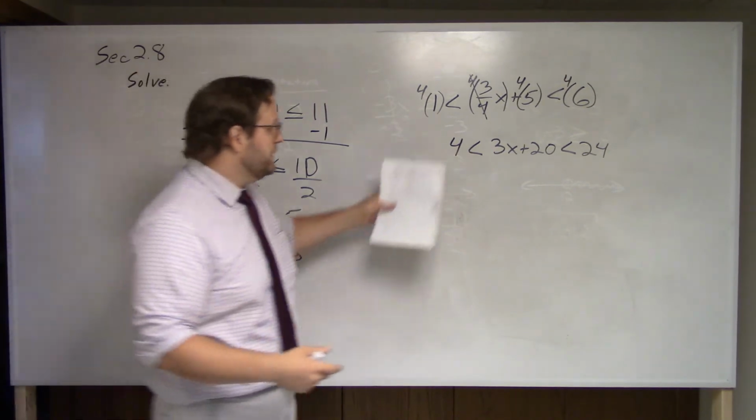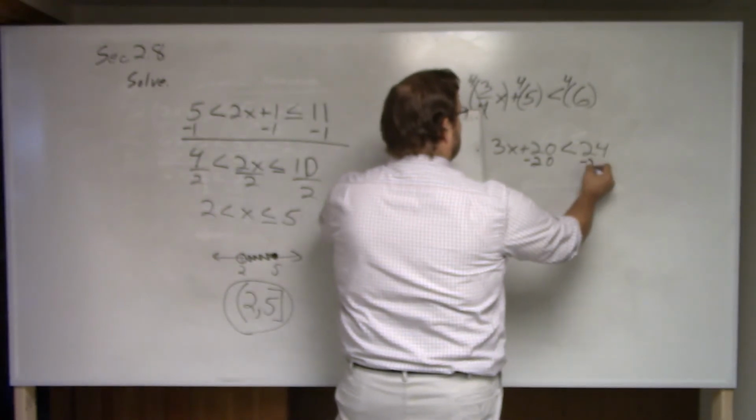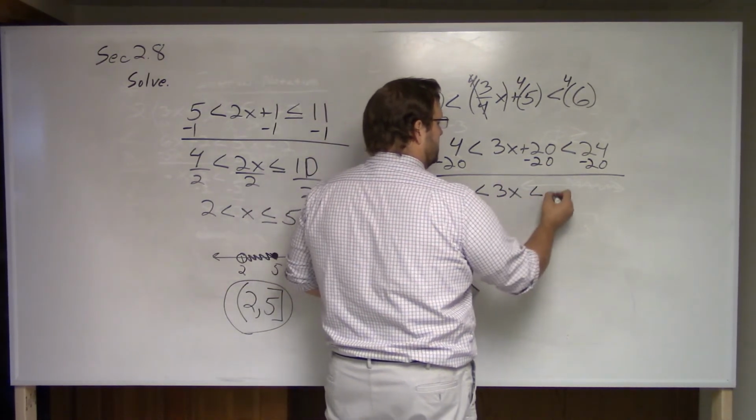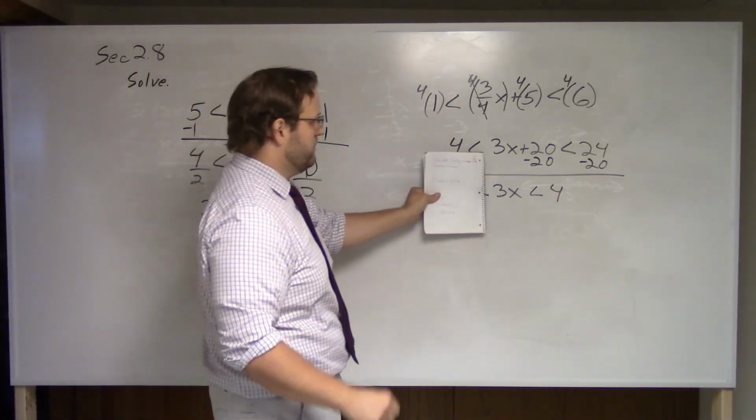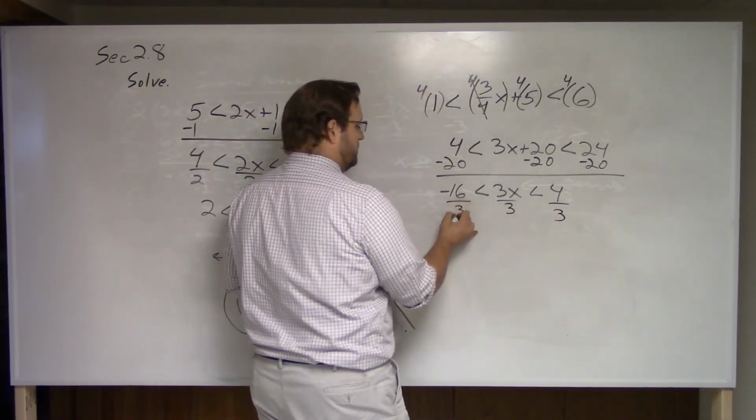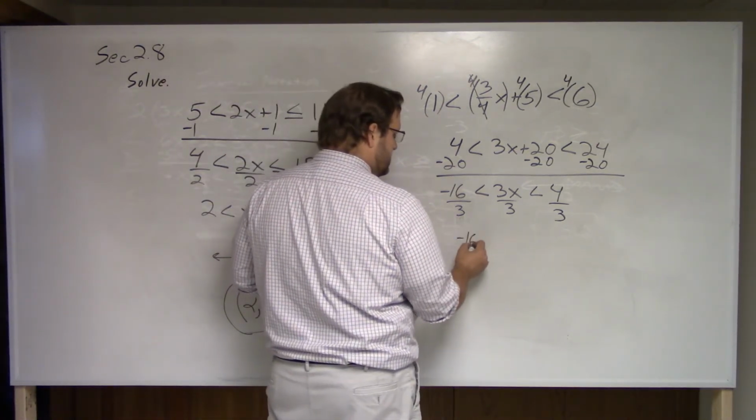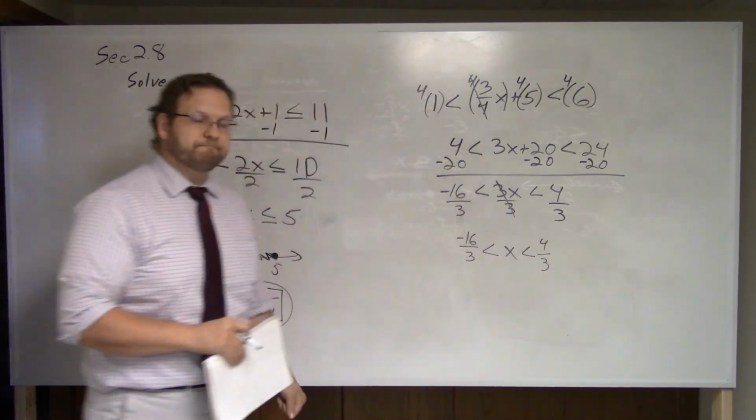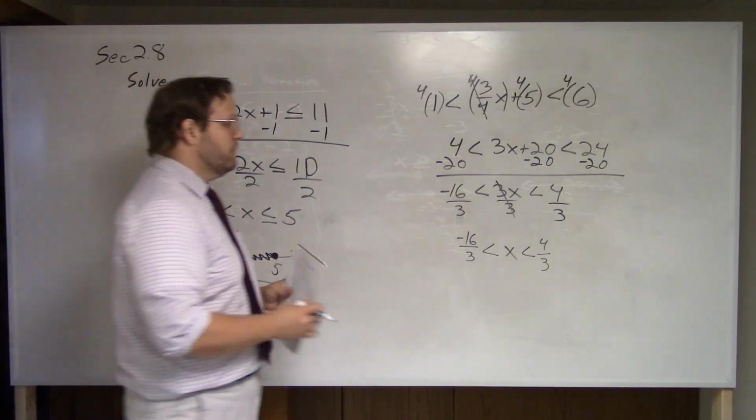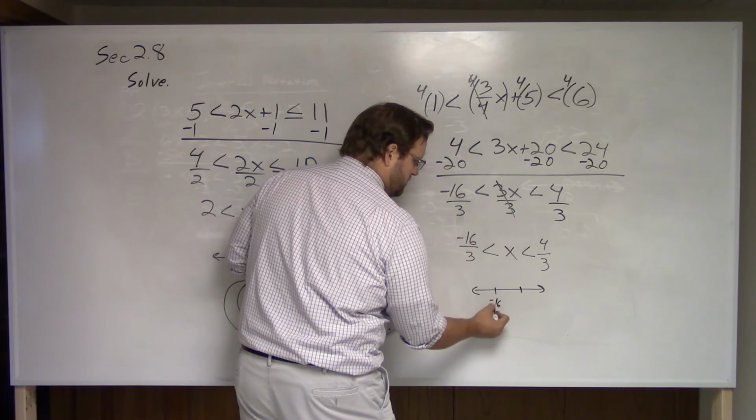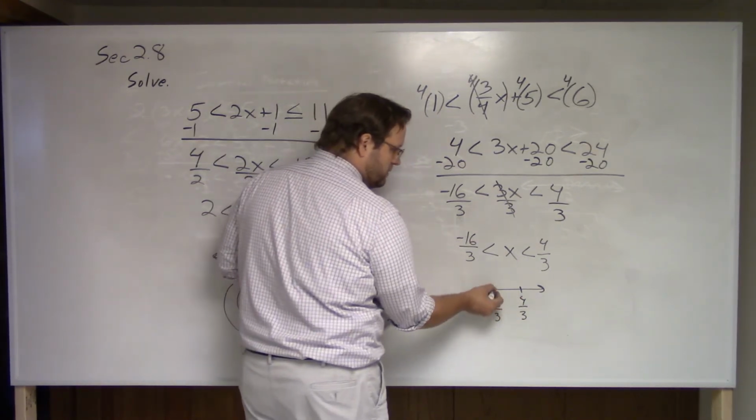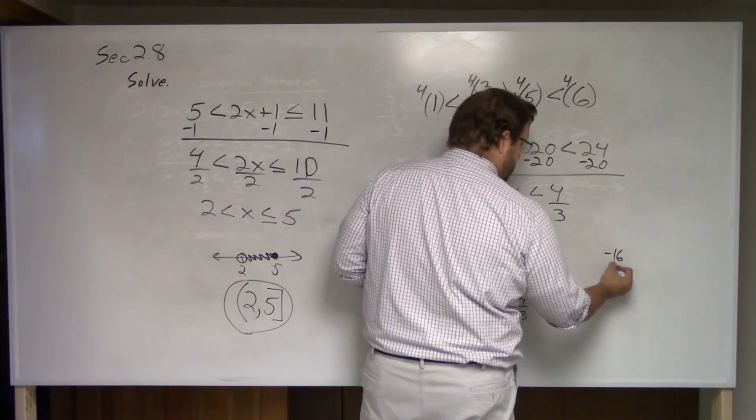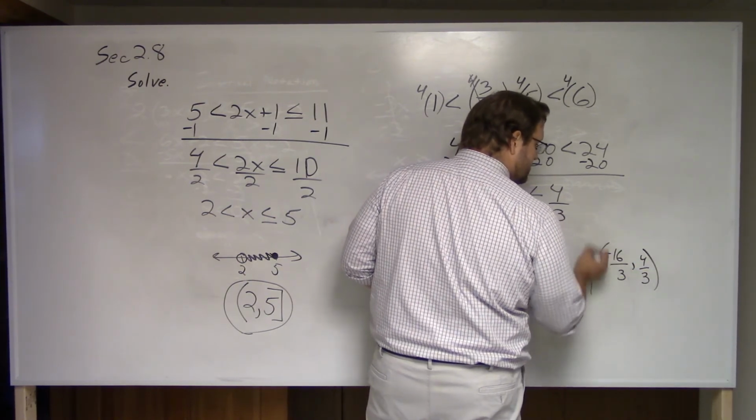Going from there, how would I solve that? I would subtract 20. I have negative 16 less than 3x less than 4. How do I solve that? Divide by 3. Don't forget that last one. And I've got negative 16 over 3. I wouldn't do anything with that. Less than x less than 4/3. X is by itself. We're done. Now, where is that shading? It goes from negative 16/3 all the way to 4/3, both of them with an open dot. So our answer is negative 16/3 to 4/3, parentheses on both.